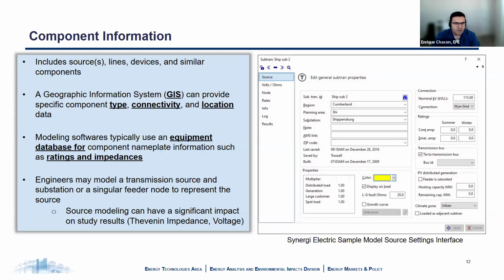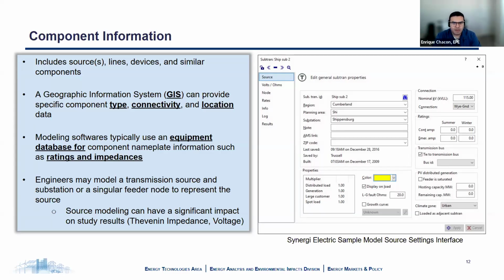So all of that information, along with the ratings, the impedances, the kVA, the kilowatt, whatever electrical characteristic is required, these modeling softwares house that in a database. And the last point here, when it comes to the transmission source, the engineer may need to model a transmission source and a substation to represent the overall source.